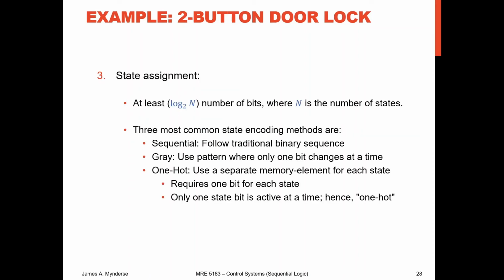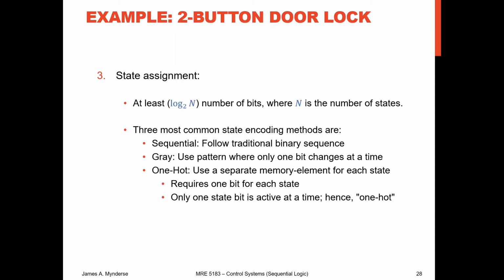So, state assignment. How many states do I have, how many bits do I need in order to represent those, and what are my different schemes for representing them? In this particular case, I've got 5 different states, and 5 different states is going to require 3 bits. Well, a little bit less than 3 bits, but I can't do partial bits, so I'm going to use 3 bits. I could use a traditional binary sequence, a gray code sequence, or this one-hot sequence.